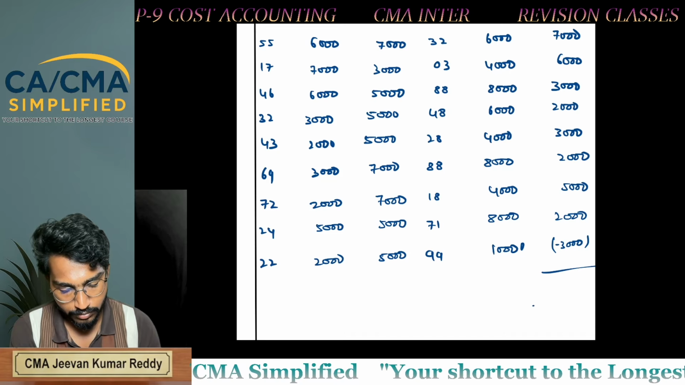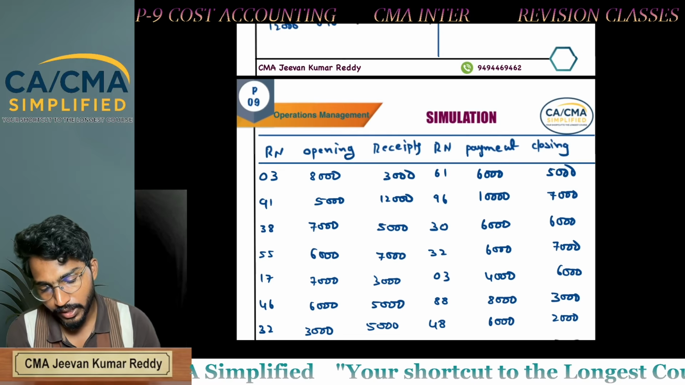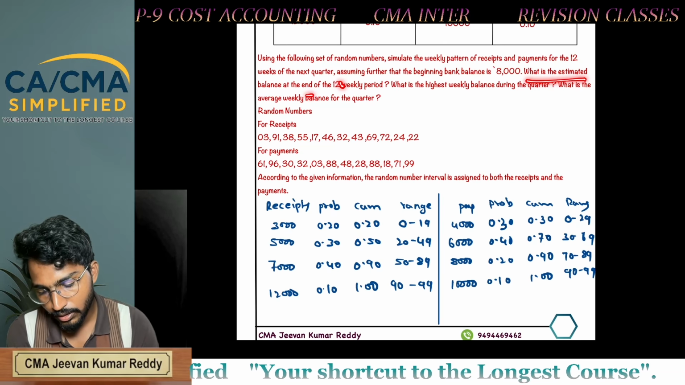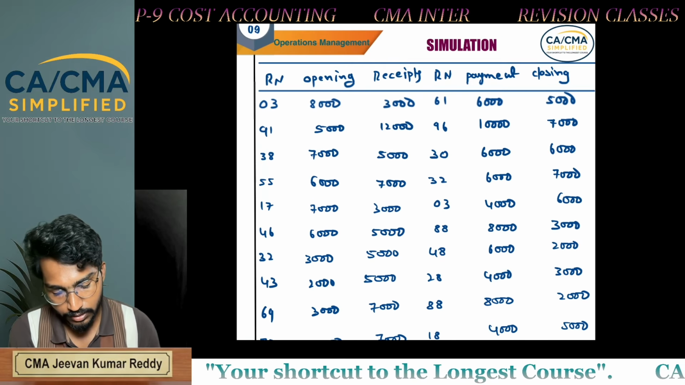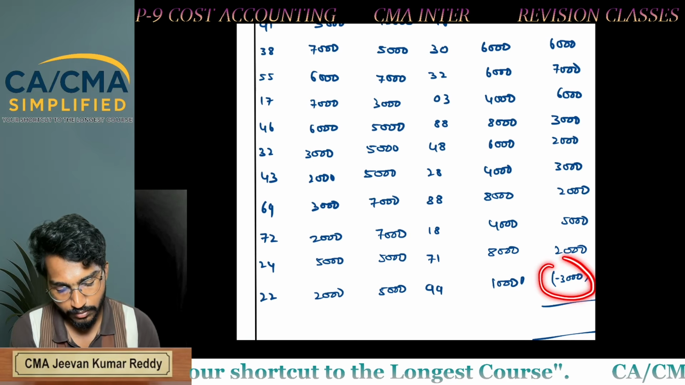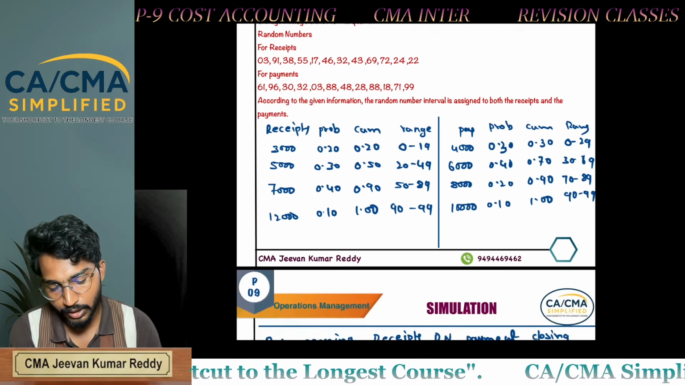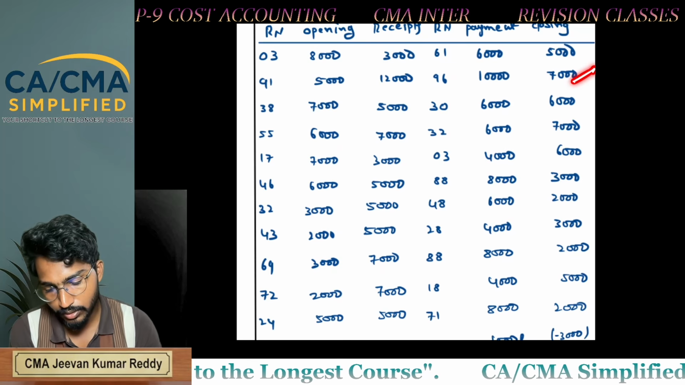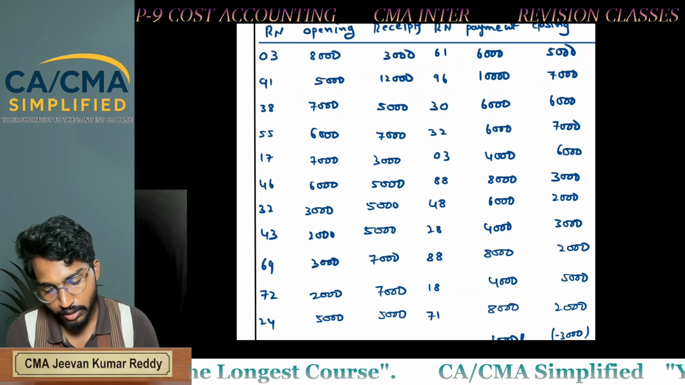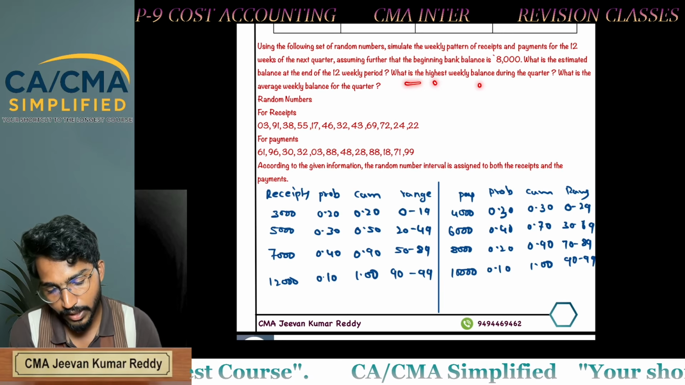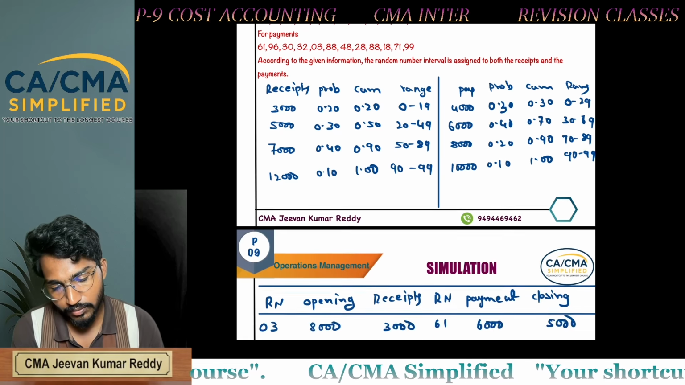Now, what he asked in the questions, first one, what is the estimated balance at the end of the 12 weeks? That is 3,000. Next, what is the highest weekly balance during the quarter? Highest weekly balance, that is 7,000 for second week and fourth week. That is second week and fourth week.